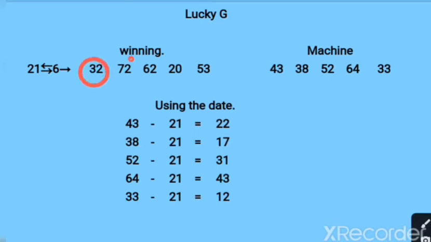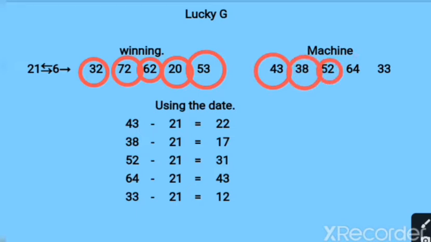The last result that we have for Lucky G was 32, 72, 62, 20, 53. The machine numbers are 43, 38, 52, 64, and 33. If you take a look at this event, the date of the event was 21st of June. You would agree with me that the particular lotto code that we discussed played out. It played 32, 72, and 62. It was a jackpot for that period.